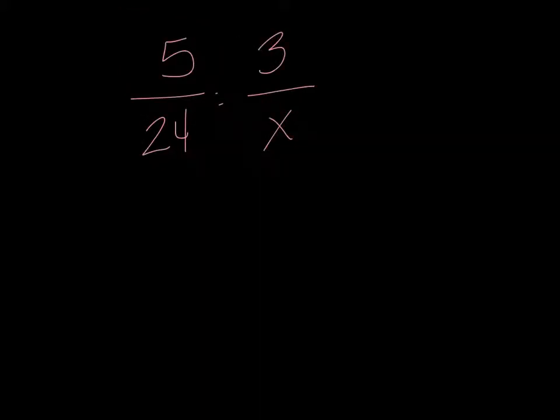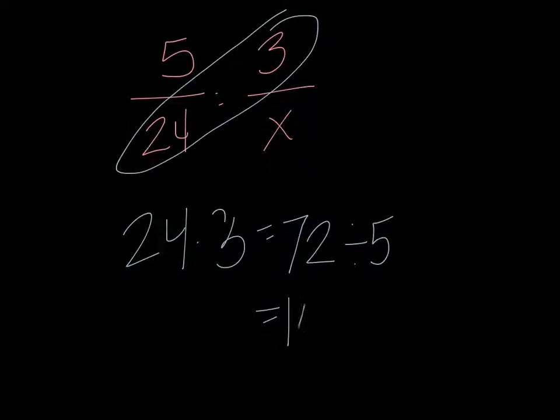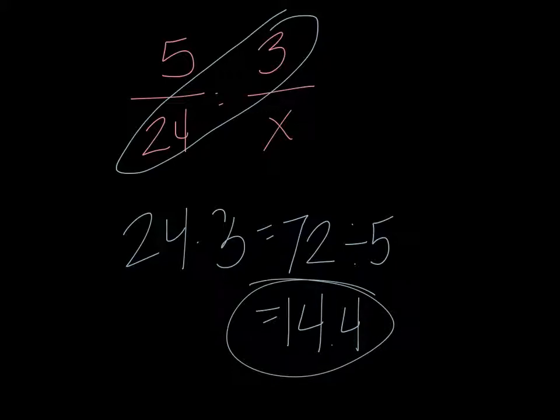Now try solving this one on your own by cross multiplying and dividing. Pause the video and restart to check your work. So on this one we do 24 times 3, which equals 72, and then 72 divided by 5 is 14.4. So x equals 14.4.